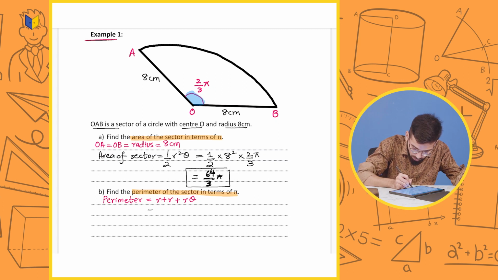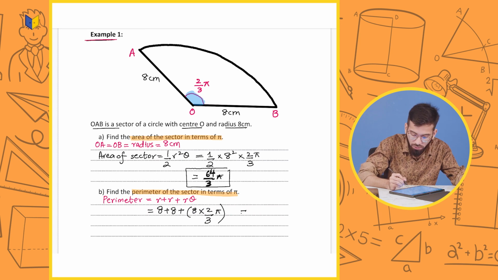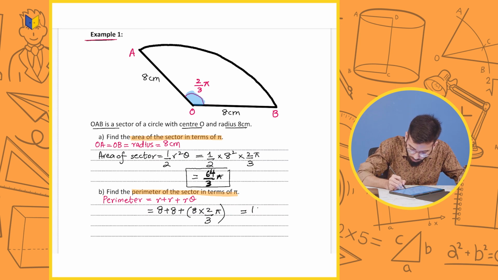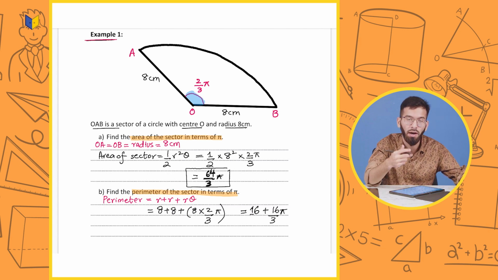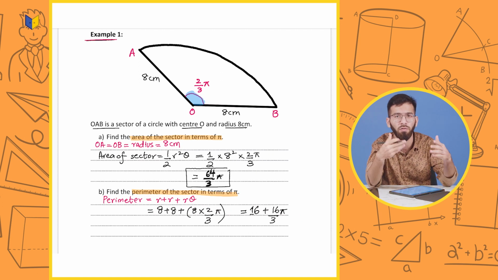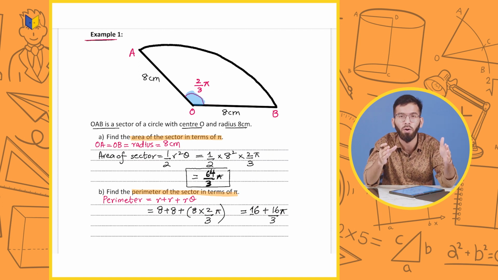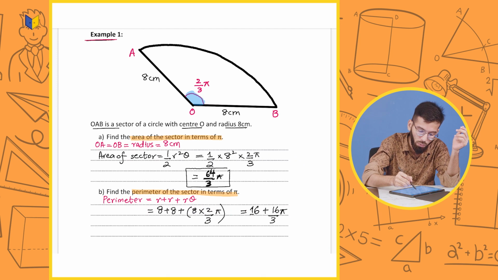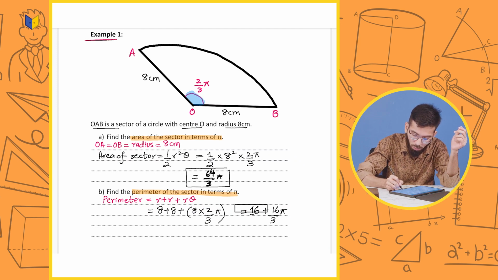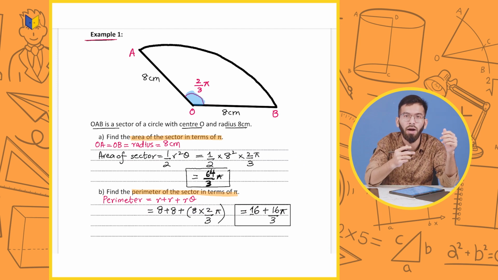So the radius is 8 centimeter plus 8 centimeter, and the arc length will be radius into the angle in radians, 8 into 2 over 3 pi. So we can say the perimeter is 8 plus 8, 16, and 16 over 3 pi. Again we have to leave the answer in terms of pi, students, so that is why we'll say that it will be 16 plus 16 over 3 pi. Make sure you understand this and you guys got it.